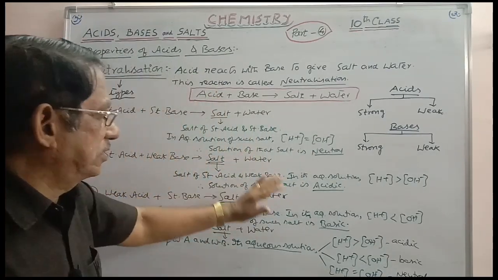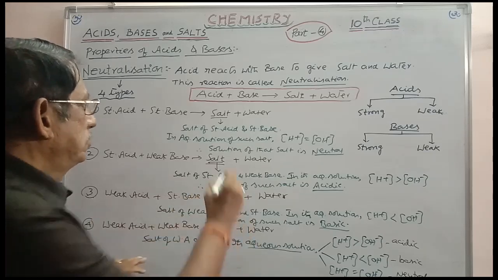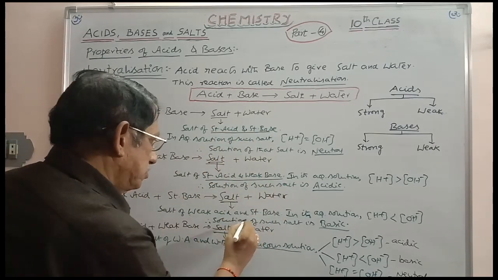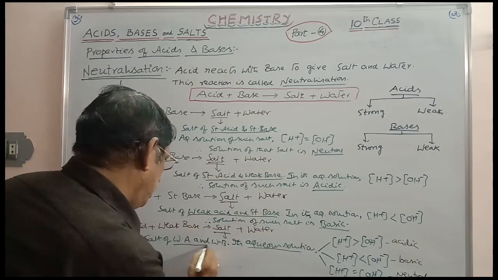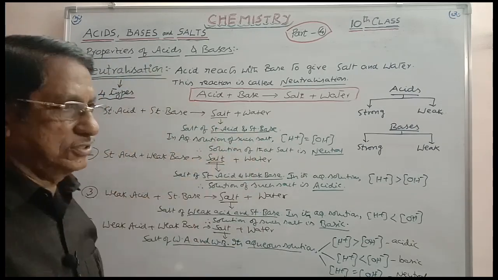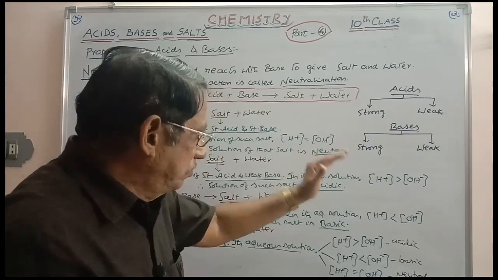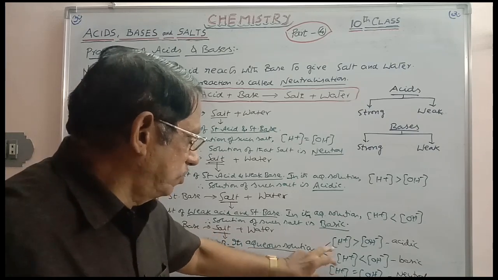In this way, there are four types of salts: salt of strong acid and strong base; salt of strong acid and weak base; salt of weak acid and strong base; salt of weak acid and weak base. There are four types of salts depending on the type of neutralization, which type of acid and which type of base is participating there. Basing on that, we divided the salts also into four types. And therefore, this is critical, you have to know.